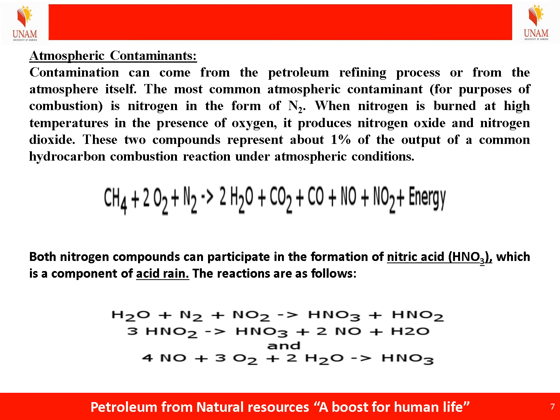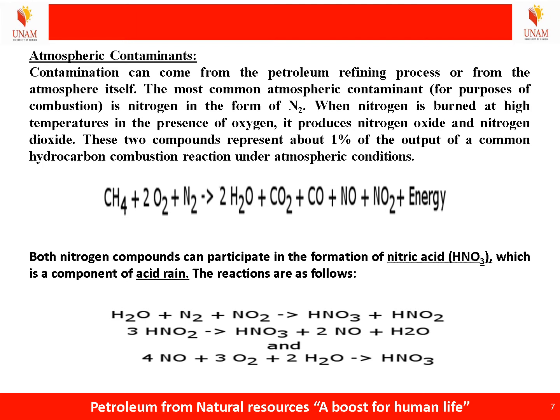So many things are there. When nitrogen comes in contact with oxygen, it is bound to produce, apart from water, CO2 and CO, nitric oxide and nitrogen dioxide plus energy. Both nitrogen compounds participate in the formation of nitric acid, HNO3. This is a component of acid rain.